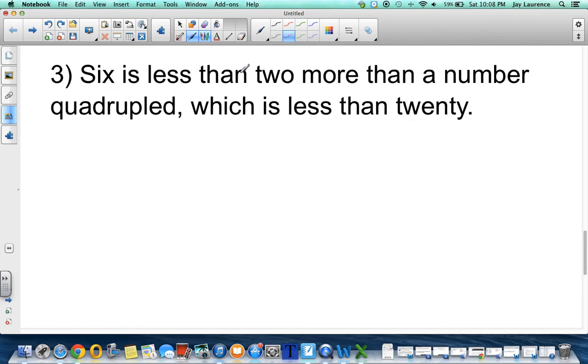6 is less than 2 more than a number quadrupled. Well, 2 more would be plus 2. A number quadrupled would be 4 times the number. You know, you got doubled, tripled, quadrupled, quintupled. Okay, 2, 3, 4, 5. So we have 4n plus 2, which is less than 20. There we go. We've got 6 is less than 2 more than a number quadrupled, which is less than 20. There you go. Let's see if we can find the range of numbers.